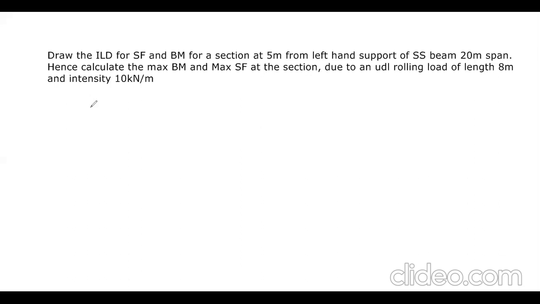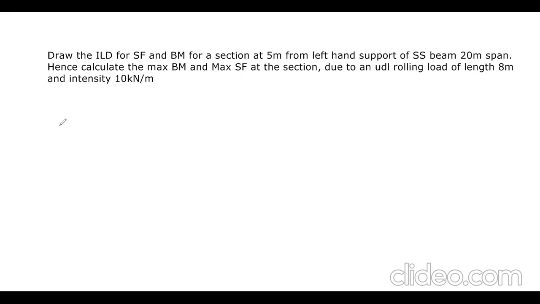This is the first problem we are going to solve in this session. The question here is: draw the influence line diagram for shear force and bending moment for the section at 5 meter from the left hand support of a simply supported beam whose span is 20 meter. Hence calculate the maximum bending moment and maximum shear force at the section due to a UDL rolling load of length 8 meter and intensity 10 kilonewton per meter.